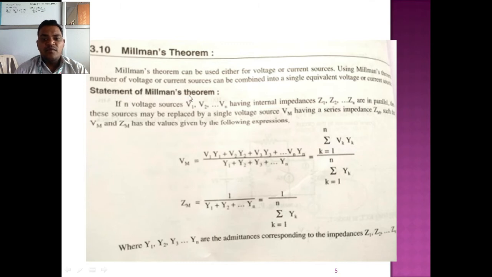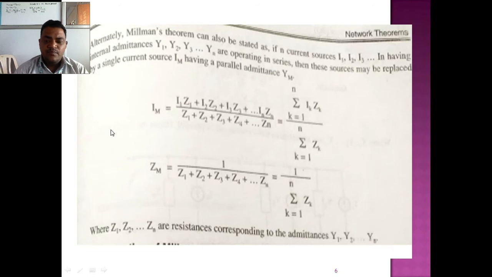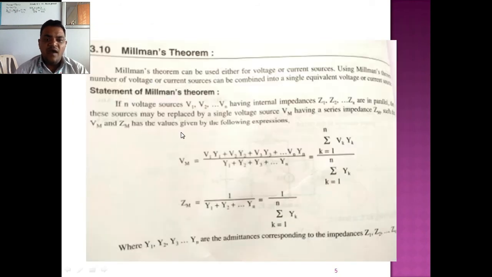Then the statement of Millman's theorem is given. If n voltage sources V1, V2, V3 up to Vn, having internal impedances Z1, Z2, Z3 up to Zn, are in parallel, then they may be replaced by a single voltage source V of M, having a series impedance Z of M, such that V of M and Z of M have the following values.